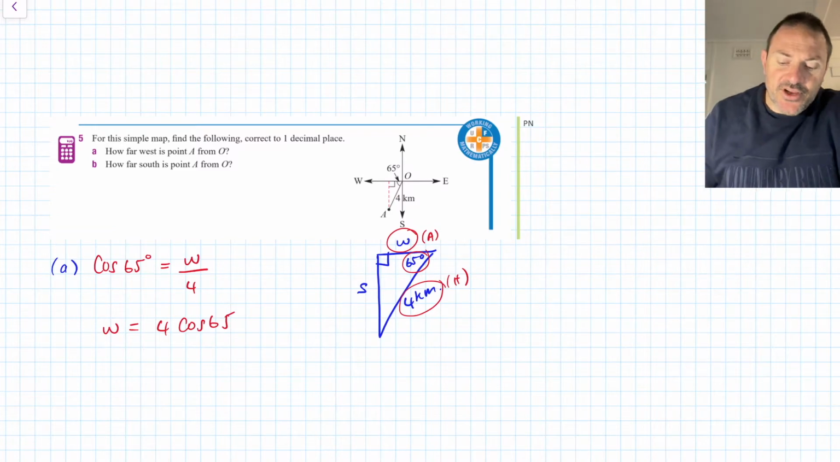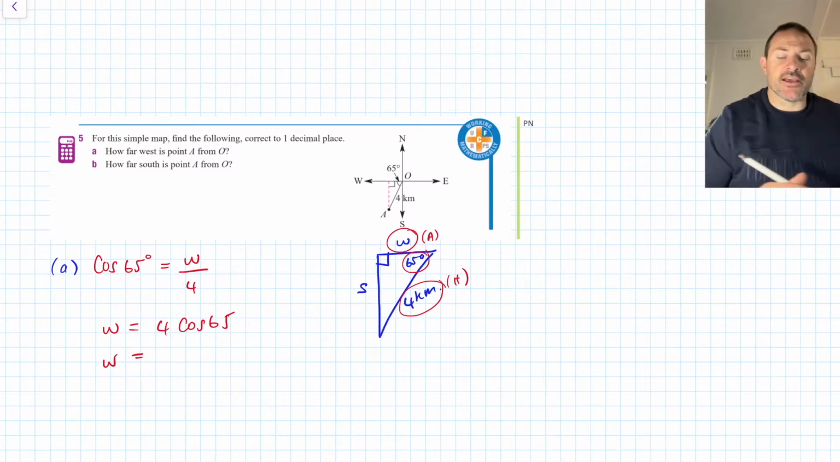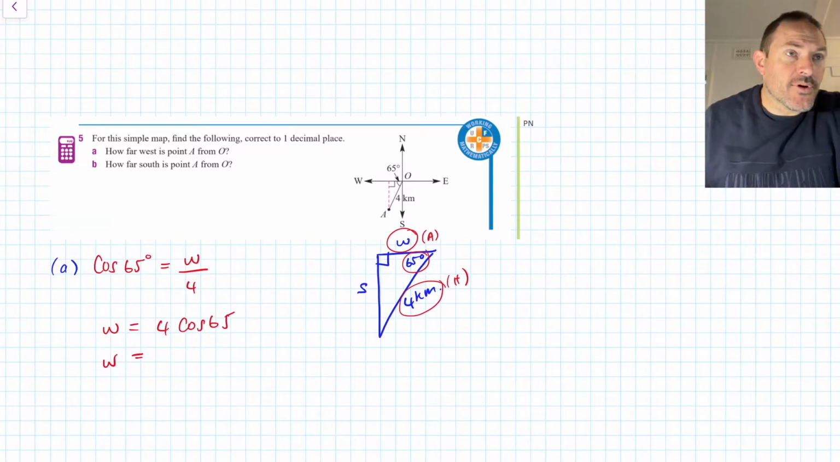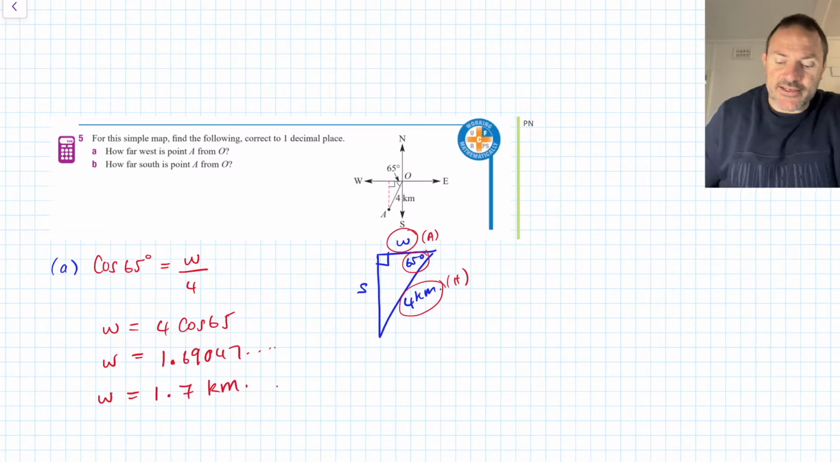Now it says, in this instance, correct to one decimal place, so we know what the rounding is. So I'm going to type in 4 times cos 65. Nothing really too challenging there. We get 1.69047 dot dot dot. I like to write the answer out: 1.7 kilometers in this instance, and that's my answer.